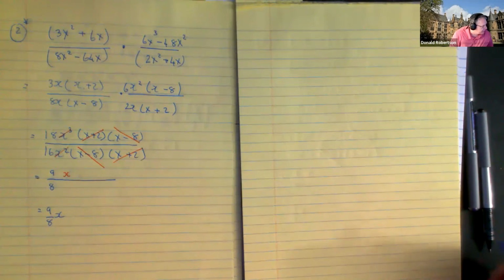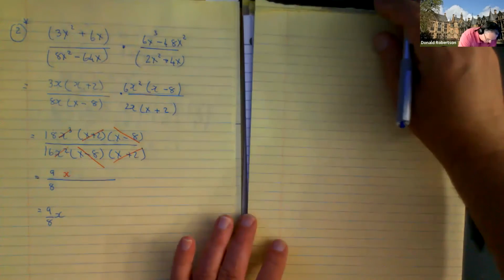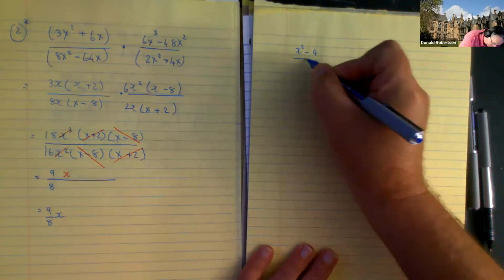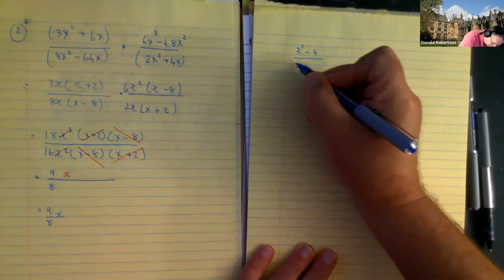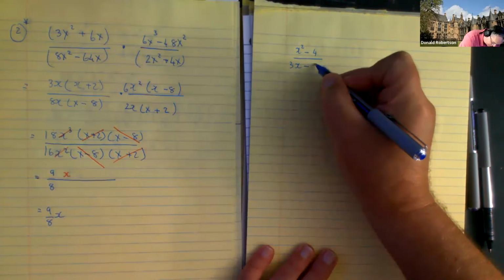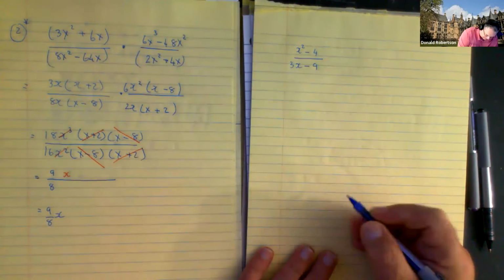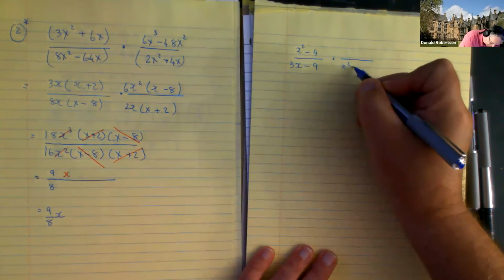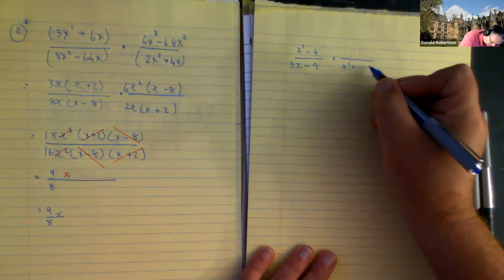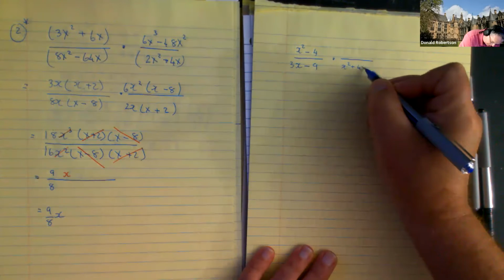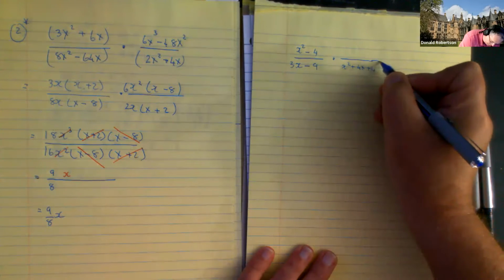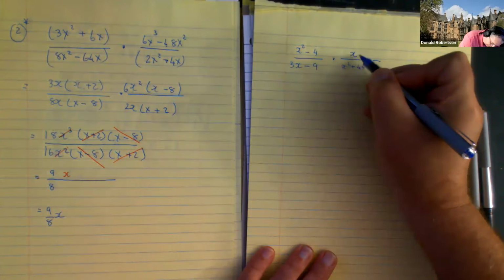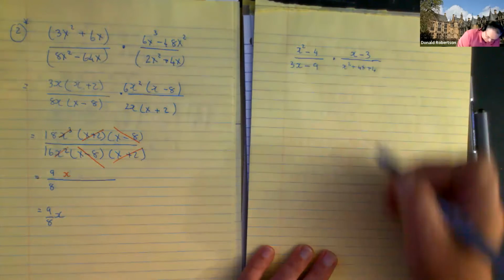So let's try another one. Suppose I had x squared take away 4 over 3x minus 9. And I wanted to multiply that by x squared plus 4x plus 4 over x take away 3.